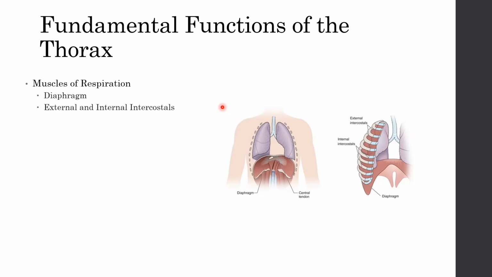For the purpose of this class, this would be the muscles of respiration. I'll touch on this a little more at the end of the lecture, but just to give you an introduction, the main muscles that we see about the thoracic region will be our diaphragm and our external and internal intercostals. The sole job of these muscles is to help us breathe.